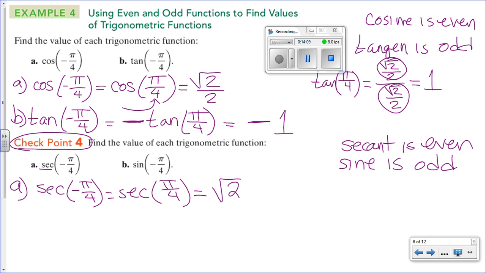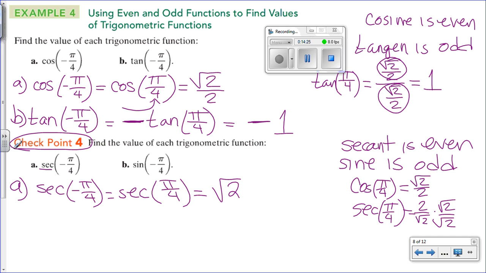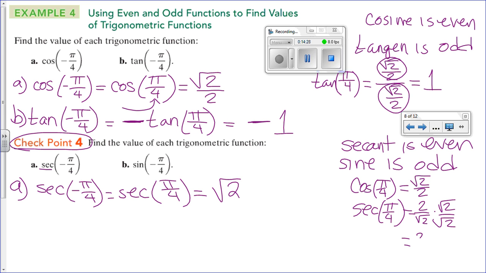If you don't remember how to get that, you could consider cosine of pi over 4 is equal to the square root of 2 over 2. So secant will be the reciprocal of that, which will be 2 over the square root of 2. Then we need to rationalize the denominator, and after doing that, we will get 2 times the square root of 2 over 2, and here that turns into a 1, so the final answer will be the square root of 2.